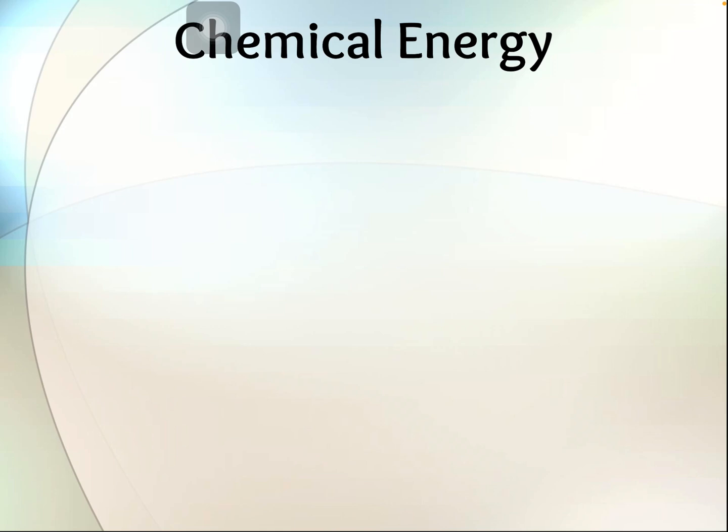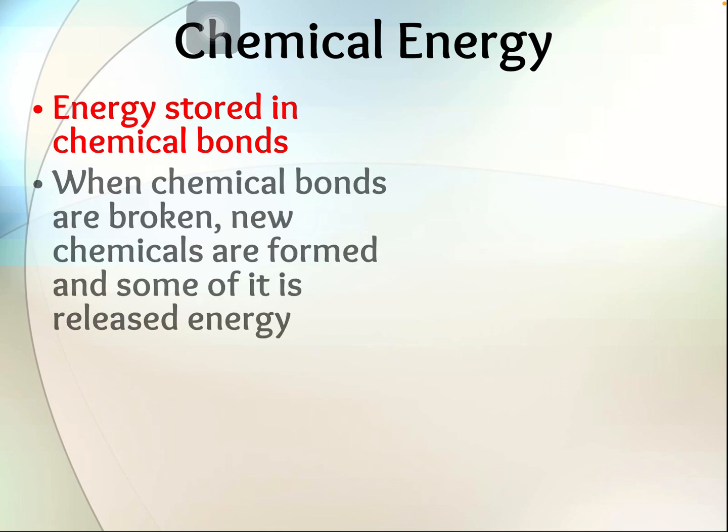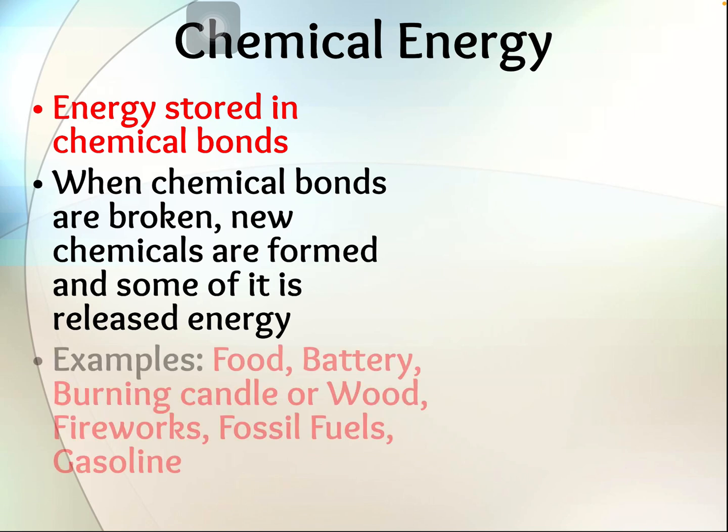Chemical energy. So certain chemicals contain energy in the chemical bonds that hold the molecules together. When they're broken, that energy is released. Okay, so during a chemical reaction, sometimes the bonds of substances are broken and the atoms are sort of rearranged, and the energy that is contained within the bonds is released.